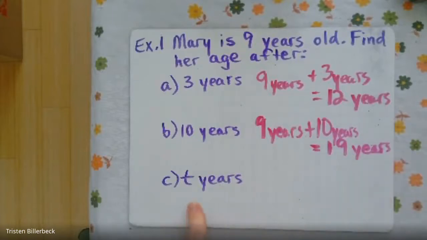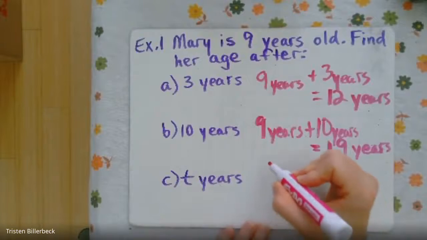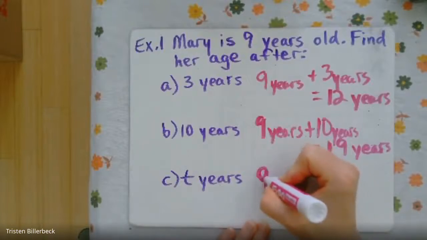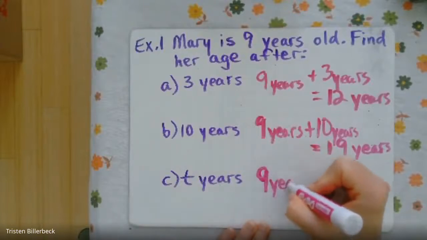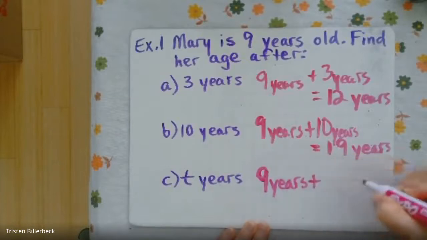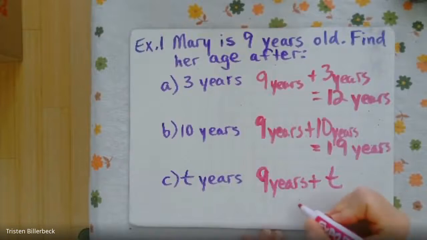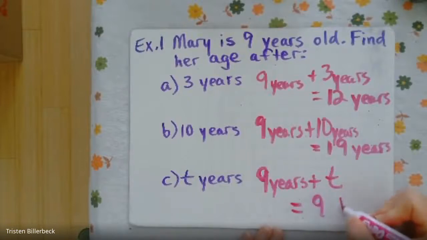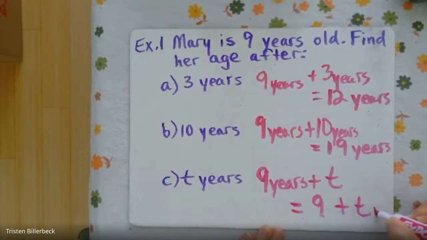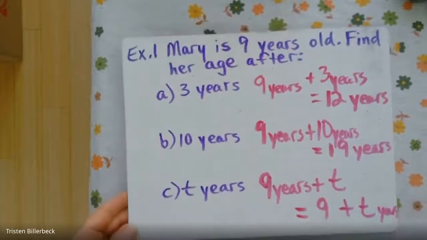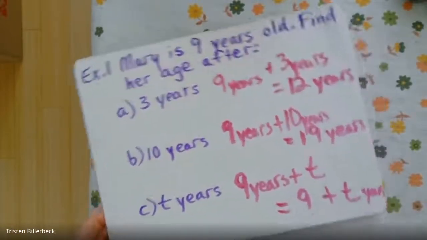But what about t years later? Well, she's 9 years old, and we don't know how many years we're going to add, but we're going to write t. So that's going to equal 9 plus t years. All right, so that's an algebraic expression right here. All right, let's look at this one.